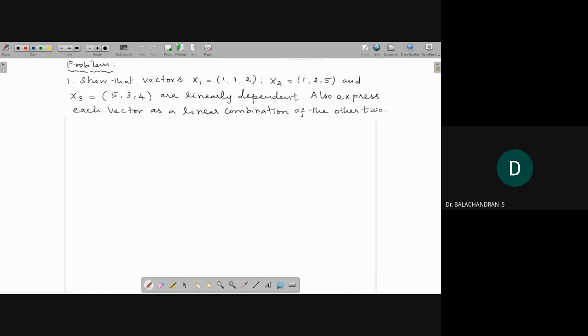Write down the first problem. Show that the vectors x1 = (1, 1, 2), x2 = (1, 2, 5), and x3 = (5, 3, 4) are linearly dependent. Also express each vector as a linear combination of the other two.